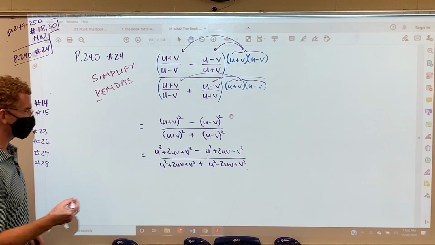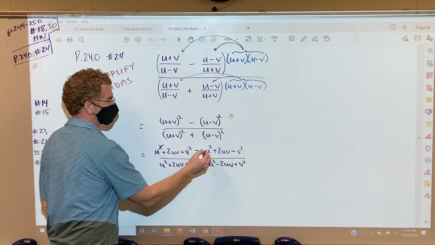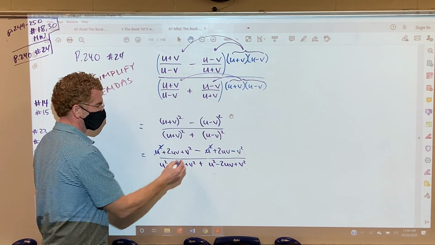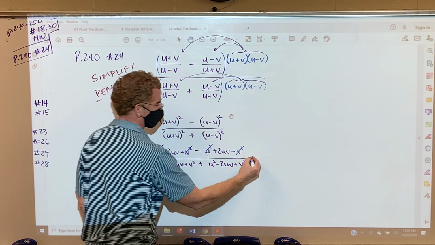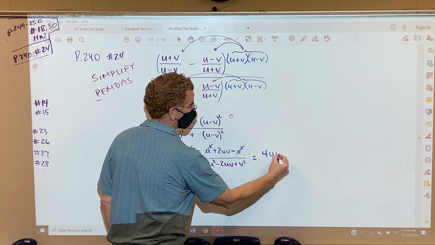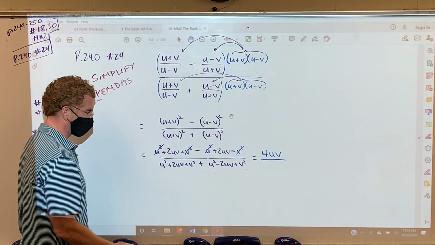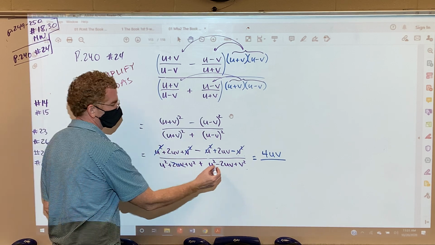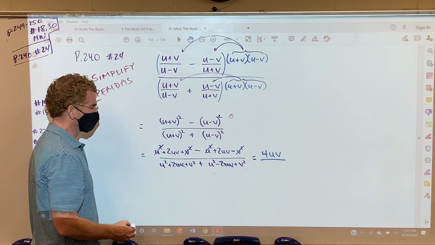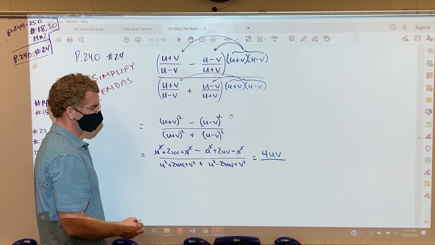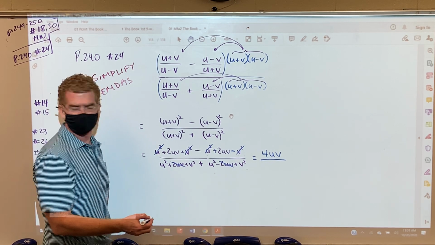So what do I end up with on the top? U squareds cancel. 4uv. V squareds cancel. 4uv. What do I end up with on the bottom? 2uv's cancel, right? And 2u squared plus 2v squared.